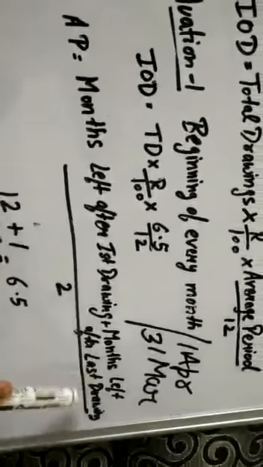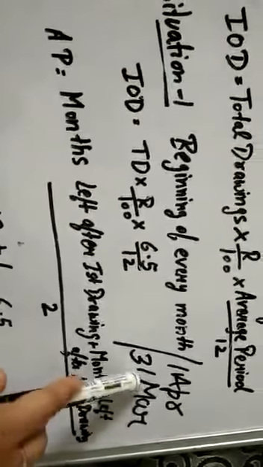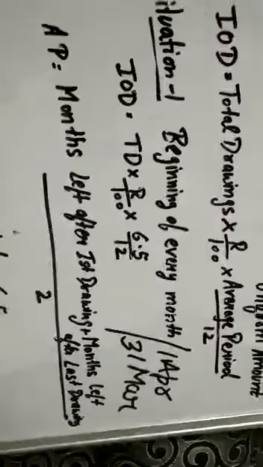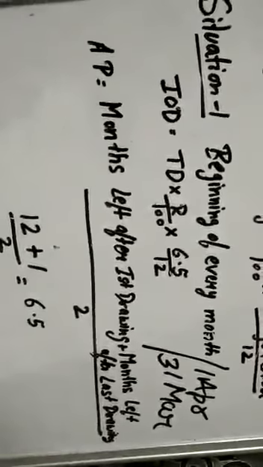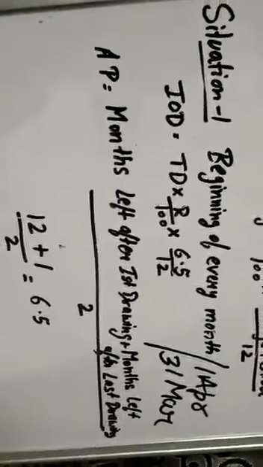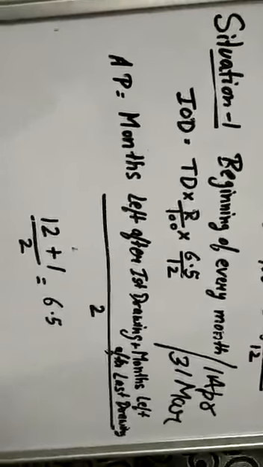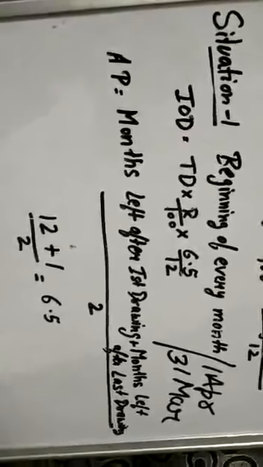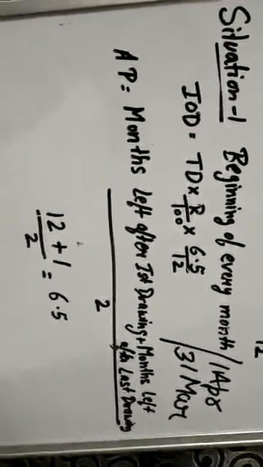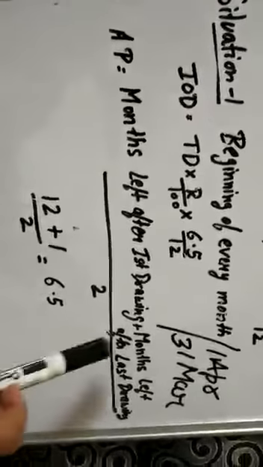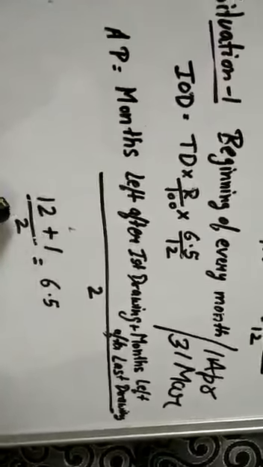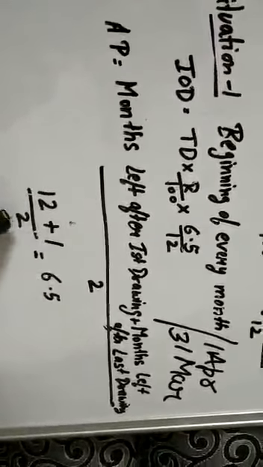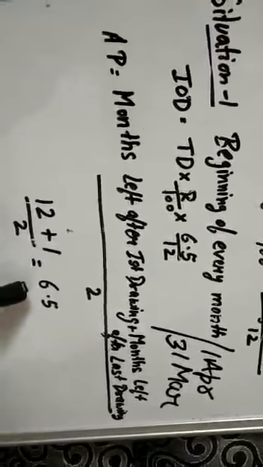Then months left after last drawing. He will make the last drawing on 1st March. Then how many months are left for closing the year? Full 1 month is left, because he is withdrawing money on 1st March and we will be closing our books on 31st March. So months left after last drawing will be 1, divided by 2. 12 plus 1, 13 over 2 comes out to be 6.5.